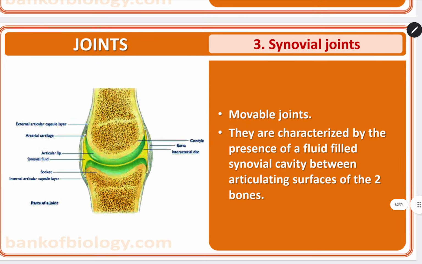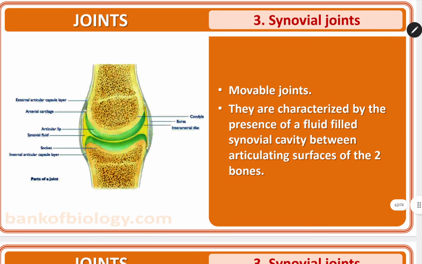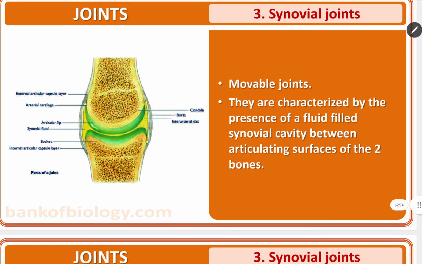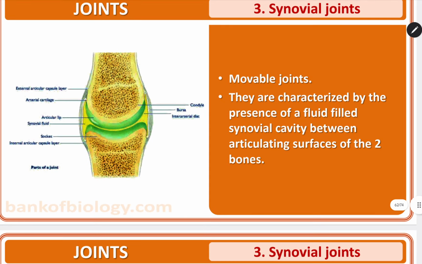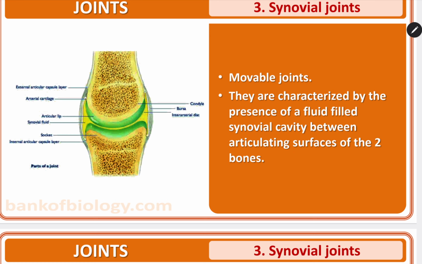Third is synovial joint. It is a movable joint. They are characterized by the presence of a fluid-filled synovial cavity between the articulating surfaces of the two bones. That is movable joints. Between the synovial joints, you can see synovial fluid is there. Synovial fluid between the synovial joints.